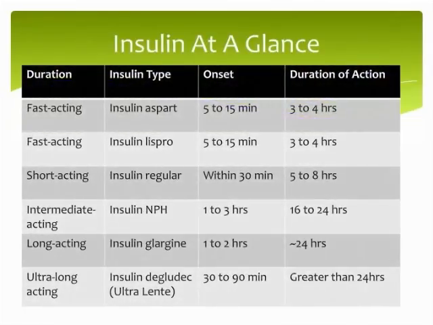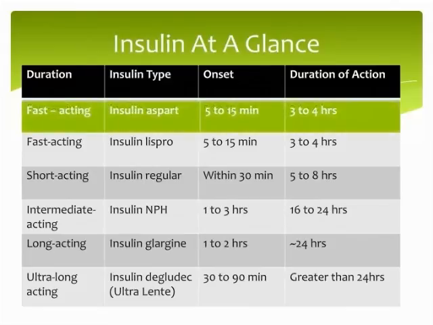As mentioned in the previous slide, there are several types of insulin which have different onsets and durations. Onset means the amount of time that it takes for insulin to begin working, and duration means the amount of time that the insulin is working in the body. Fast-acting insulins include insulin aspart and insulin lispro. Both of these will begin working in 5 to 15 minutes.